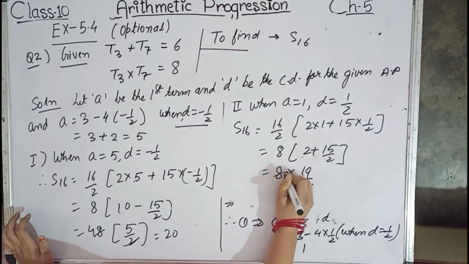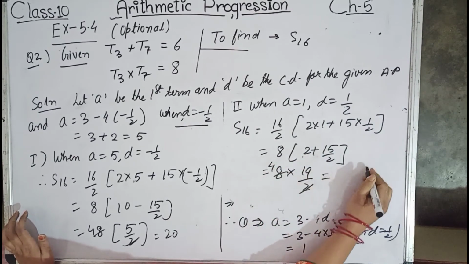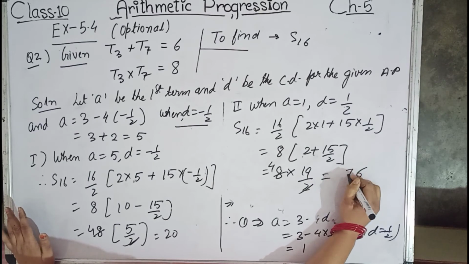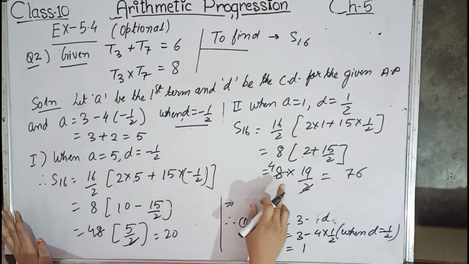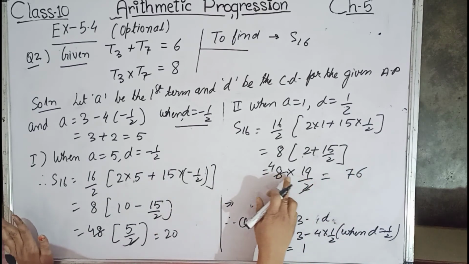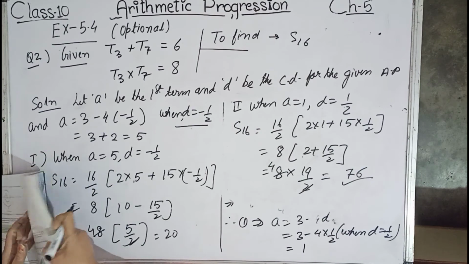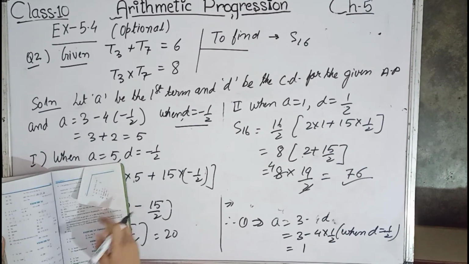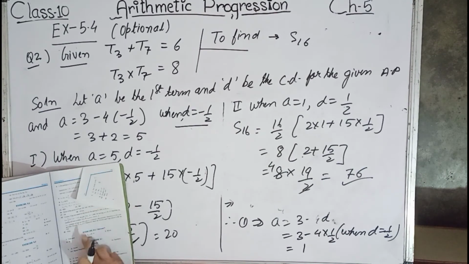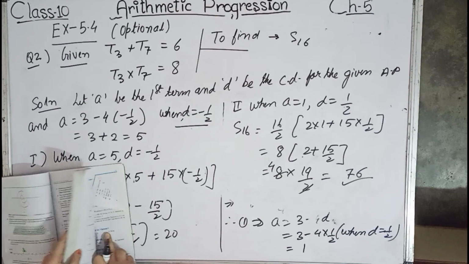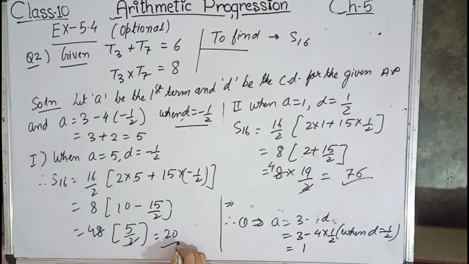Equals 8 into 19 by 2, so 4 times 19, which is 76. So two answers we are getting. Let me see the answer in the book. Exercise 5.4, question number 2: the answers are 20 and 76. Yes, so both are correct.